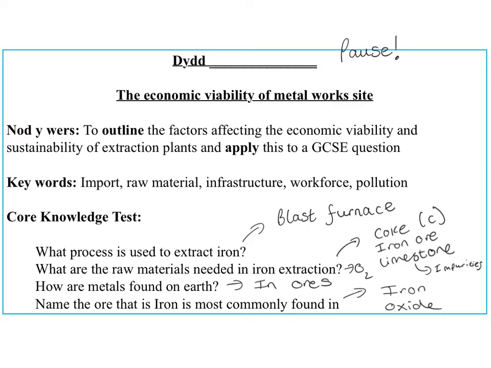How are metals found on Earth? They're normally found in ores. Really unreactive metals such as gold and silver tend to just be found on their own, but most of them are found in ores attached to another non-metal compound. Name the ore that iron is most commonly found in. Iron oxide is normally iron 3 oxide, and we'll talk about that in a minute because iron has the ability to exist as a 2 or a 3.